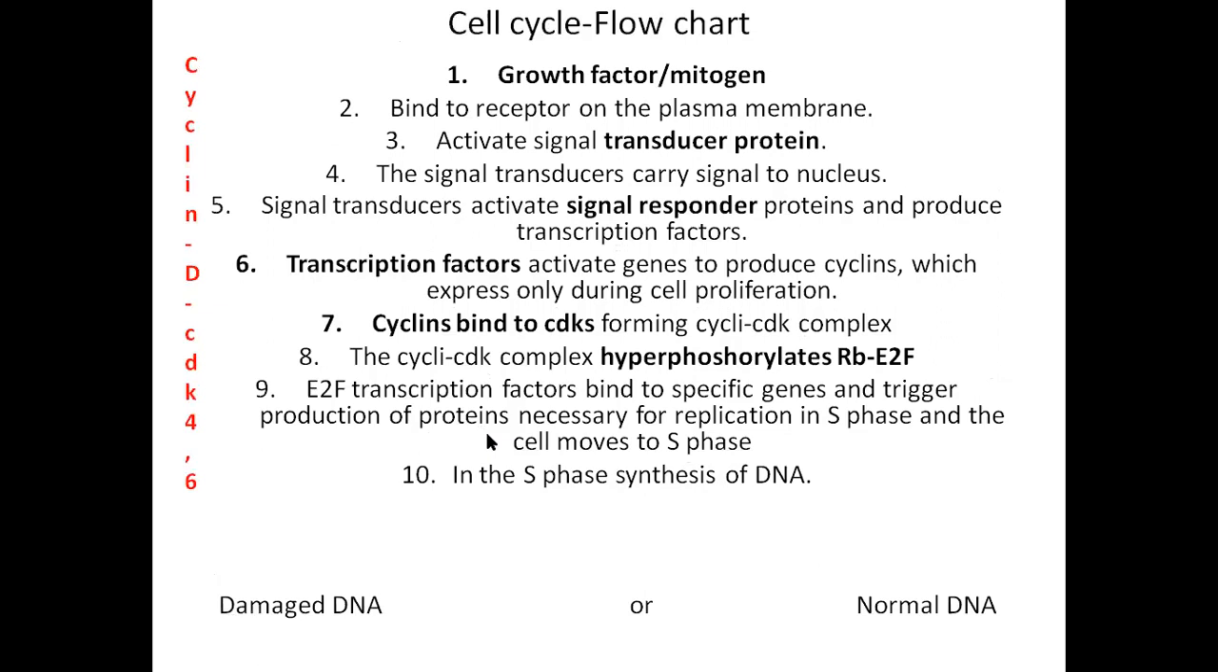Now, let us see this flowchart, how the cell cycle is regulated. During the G1 phase, the cyclin that is active is cyclin D with CDK 4 and 6. Now, what exactly happens when a cell has to divide? The first thing that happens is there are growth factor genes present on the chromosomes. They produce what are known as the growth factors or the mitogens, which move out of the cell. And there on the plasma membrane, they bind to the growth factor receptors and activate what are known as the transducer proteins. And these transducer proteins carry the signal to the nucleus, signaling the cell to divide.